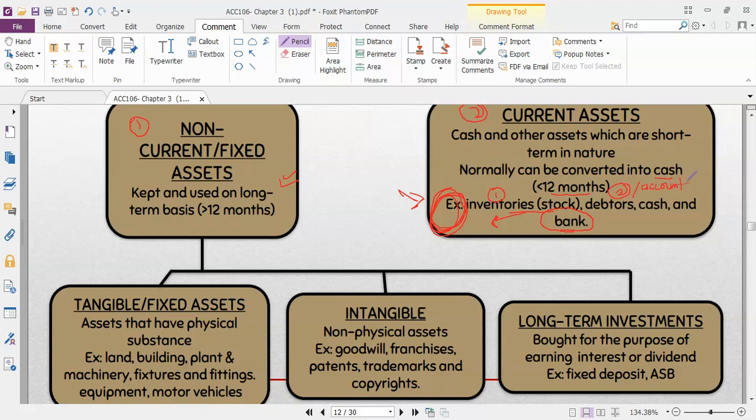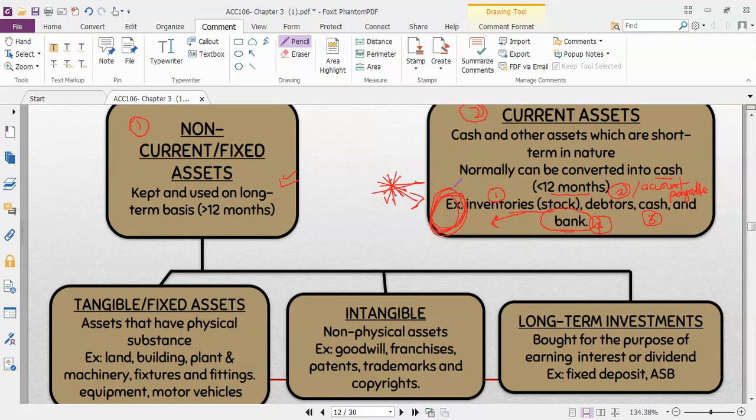Okay, and then the third one is cash itself. And then the last thing is bank. Okay, 4 benda ni please remember. I will ask you, what is the example of current asset? Nanti you akan sebutlah. Ada 4 sahaja example of current asset.